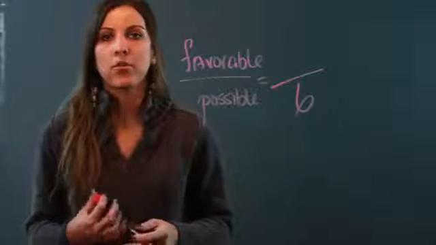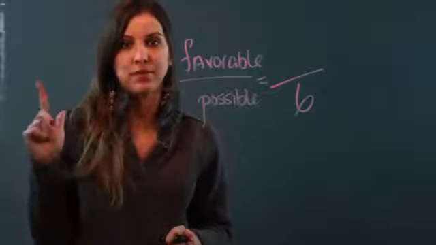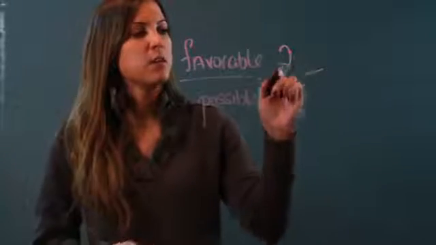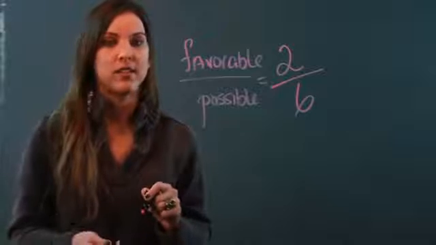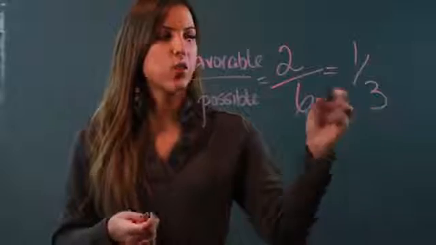So if I want a number greater than 4, I'm looking at either 5 or 6. That means I have 2 possible outcomes. So that makes my probability 2 out of 6, which can be reduced, and I can go ahead and rewrite that as 1 over 3.